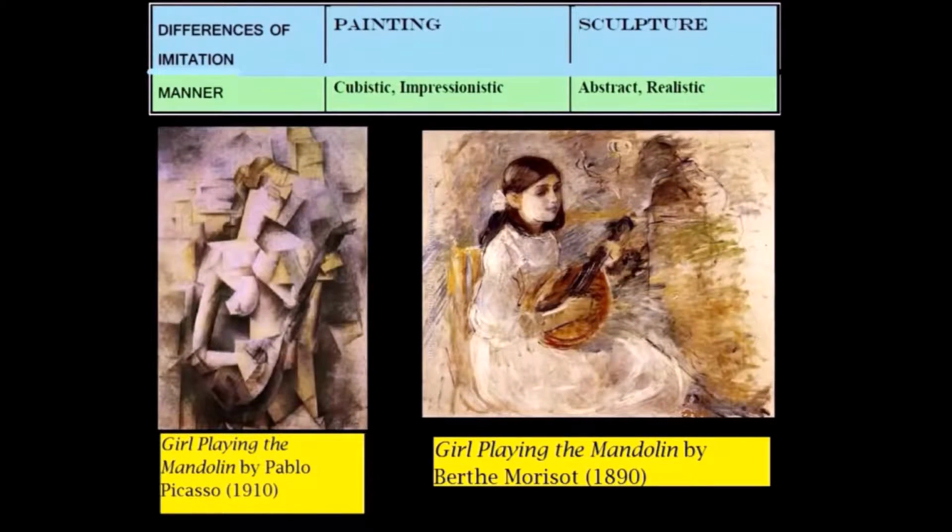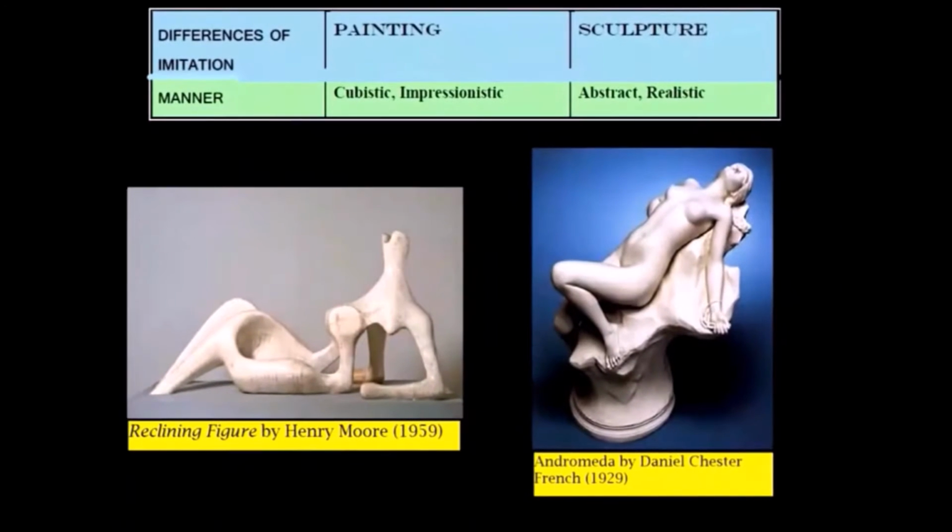Further distinctions can be made in the manner of imitation. So we have Picasso's Cubist girl playing mandolin and Berthe Morisot's Impressionist version of the same subject. In sculpture, we can see Henry Moore's abstract rendition of a reclining female that differs from Daniel Chester French's depiction of the reclining Andromeda.